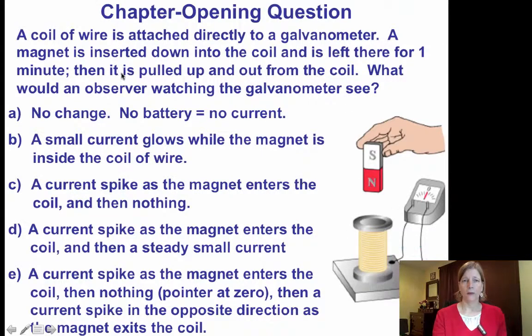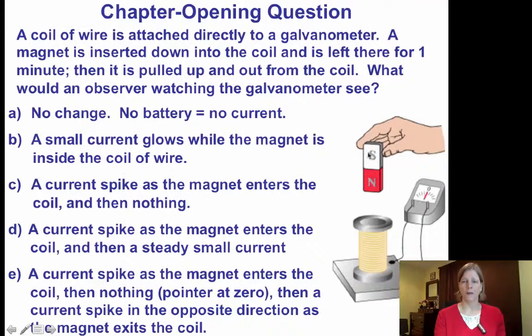Back to the question. A magnet is inserted down into the coil. So we have a magnet, in this case being shown coming from above, and will be inserted down into the coil. It's left there for 1 minute, then it's pulled up and out from the coil. What would an observer watching the galvanometer see? So another way to ask that question is, how much current is flowing through the wire at any given time, if any? And there are a bunch of different possible answers. And we'll come back and go through the possible answers after we've gone through the chapter.